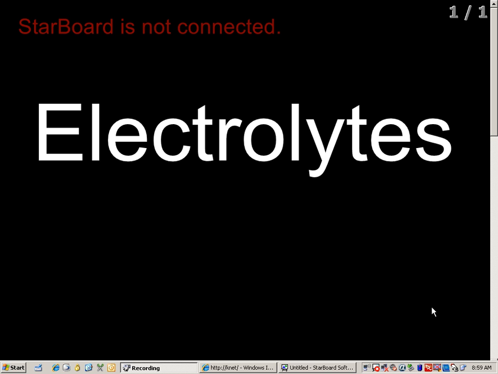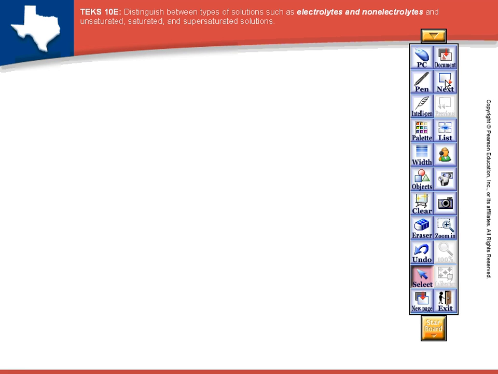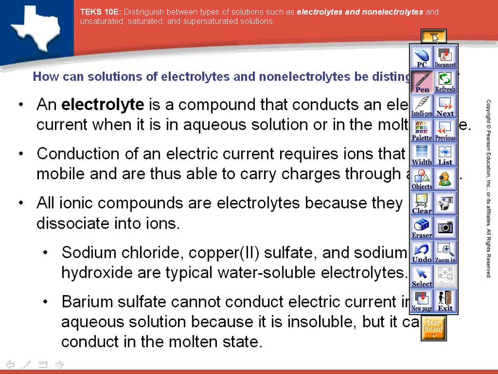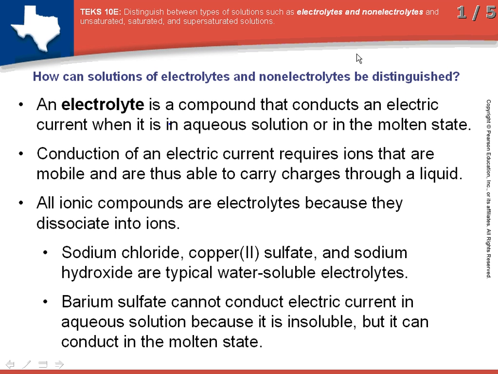That stuff in Gatorade they always tell you need after working out. So let's talk about what that means. It has something to do with electricity, but not in the way you would think. An electrolyte is a compound that conducts electricity or electric current when in an aqueous or water-based solution.